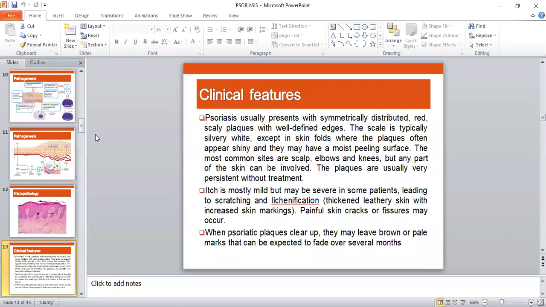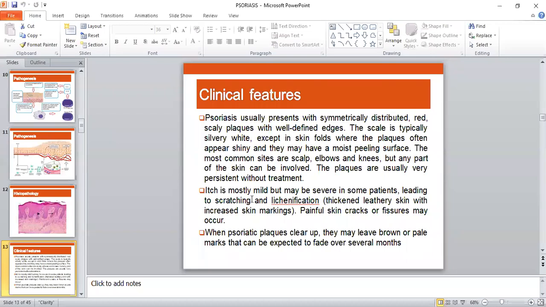Clinical features: psoriasis usually presents with symmetrically distributed red scaly plaques with well-defined edges. These are symmetrically present. This is important. The scale is typically silvery white, except in the skin folds where the plaques often appear shiny, and they may have a moist peeling surface. The most common sites are the scalp, elbows, and knees. I have told you it is always present on the extensor surfaces of the body. They will involve the elbows, knees, and the extensor surfaces of the back and chest.